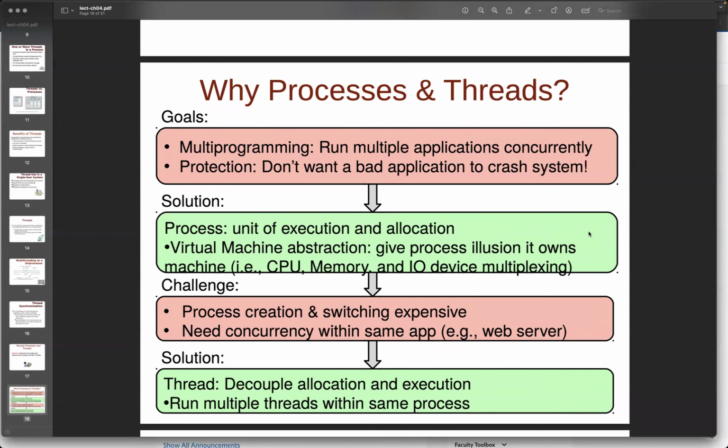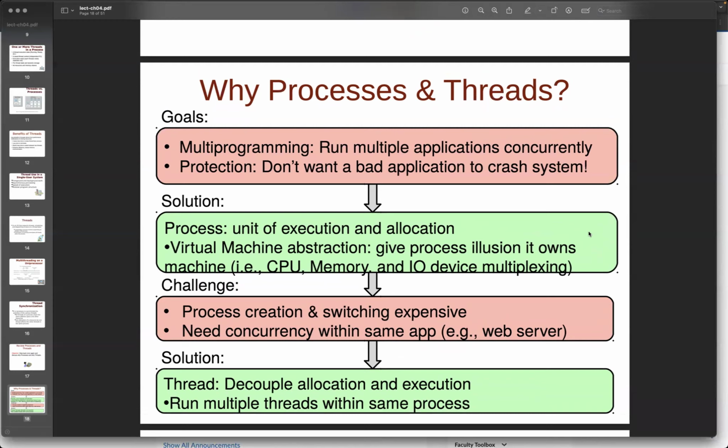So try not to use the existing OS to think about this; just think really like a long time ago. For the solution, we try to create a process as the unit of execution and allocation. Then we have the virtual machine abstraction, giving the process the illusion it has its own machine, CPU, and IO devices, like multiplexing.